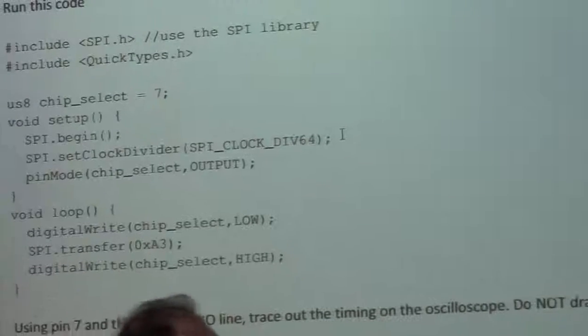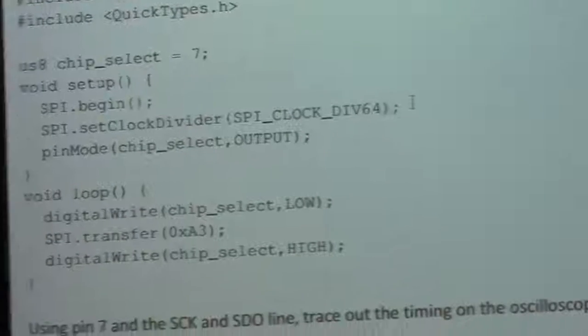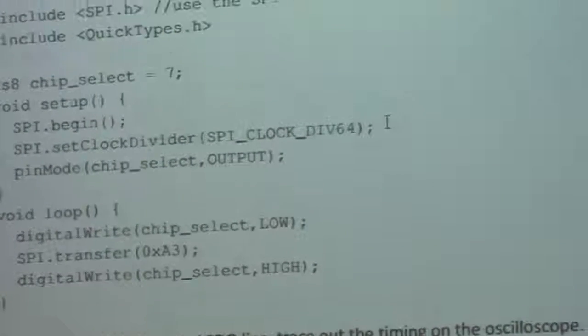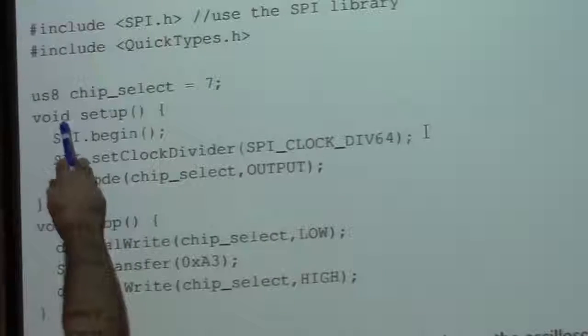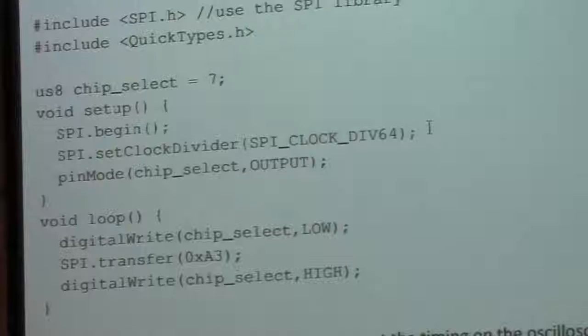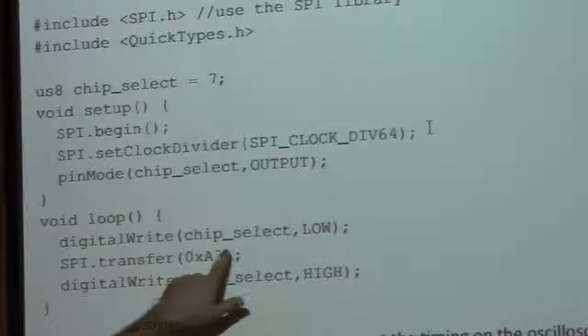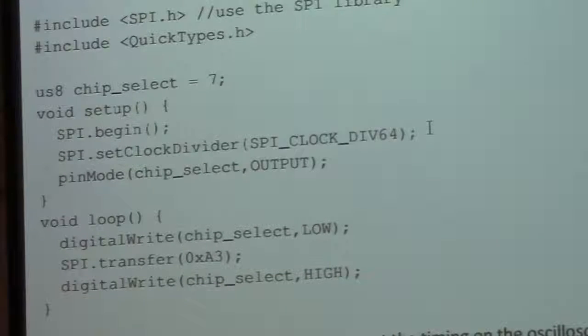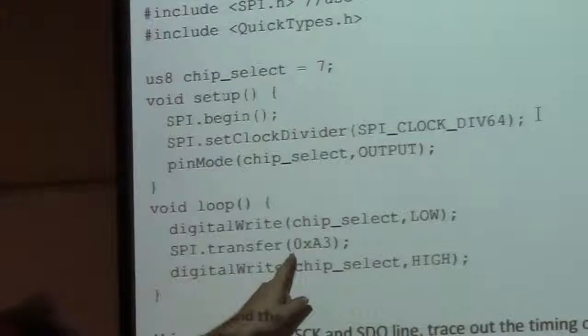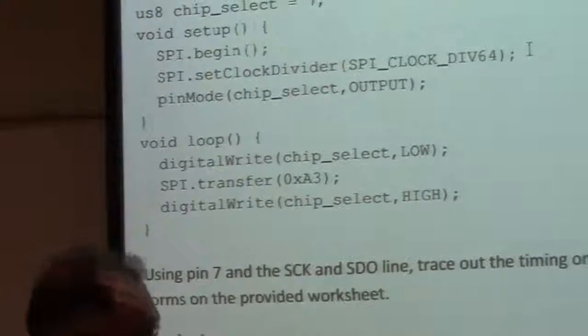The chip select is just a general purpose digital output. You need to pick a pin that's going to be your chip select and set it as an output. In this lab, pin 7 is going to be the chip select, so pin 7 is set to an output. Then to actually transmit data, you digitalWrite the chip select low, and that makes the chip select pin go to logic low. And then SPI.transfer, which transmits the data A3, and then digitalWrite chip select high.